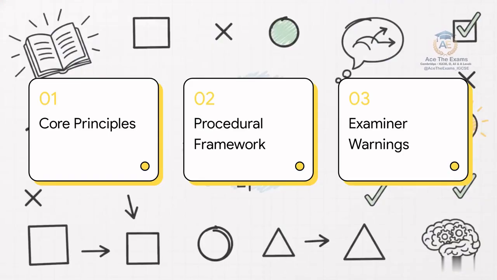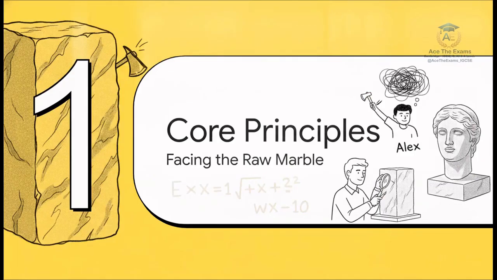Okay, let's dive into this. Here is our mathematical roadmap for today. First, we'll cover the core principles. Second, we'll outline the procedural framework. And finally, we'll go through some crucial examiner warnings. Let's start with Section 1, Core Principles, Facing the Raw Marble.